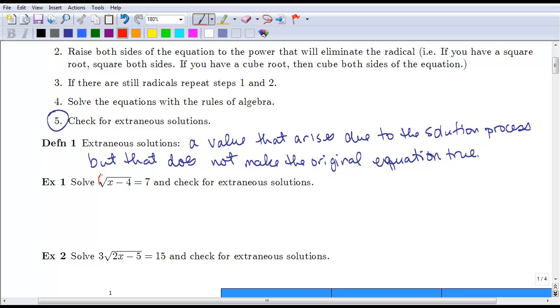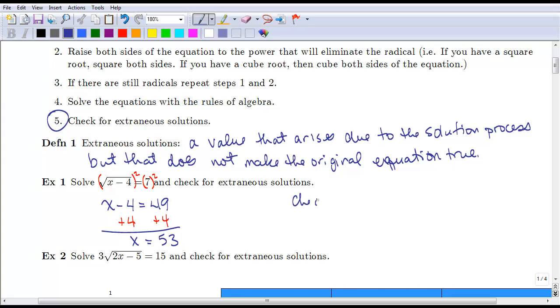And our first step in solving this is to square both sides to get rid of the radicals. So this would be step 3. When we square the square root, we are left with x minus 4. And when we square 7, we are left with 49. To continue using our rules of algebra, we add 4 to both sides to solve for x. And we are left with x is equal to 53.